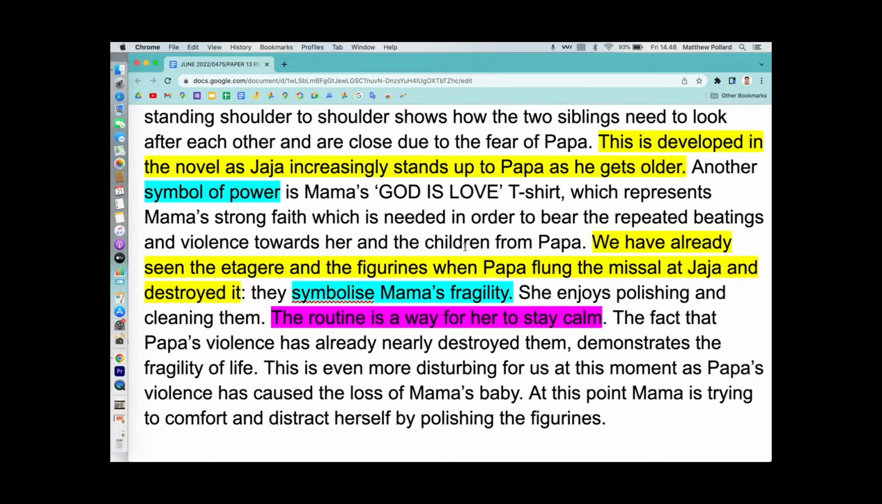The fact that Papa's violence has already nearly destroyed them demonstrates the fragility of life. This is even more disturbing for us at this moment as Papa's violence has caused the loss of Mama's baby. At this point, Mama is trying to comfort and distract herself by polishing the figurines.